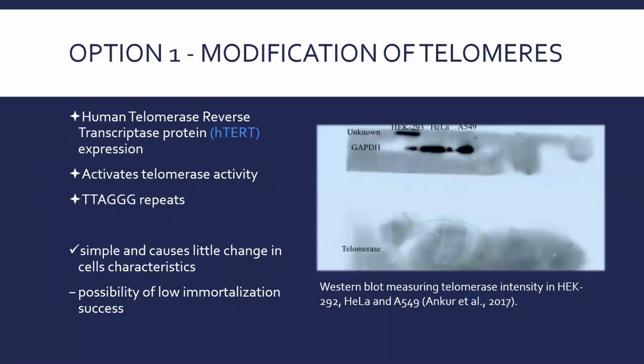The first option is the modification of telomeres using the human telomerase reverse transcriptase protein. In order to target the telomeres, cDNA coding for the hTERT protein is inserted into primary cells. The TERT protein is the catalytic portion of the telomerase complex that adds simple sequence repeats onto telomeres and compensates for their shortening. This activates telomerase activity. It's simple and causes little change in cell characteristics, but there is a possibility of low immortalization success. Telomerase levels can be tested using Western blot analysis of cancer cell lines.